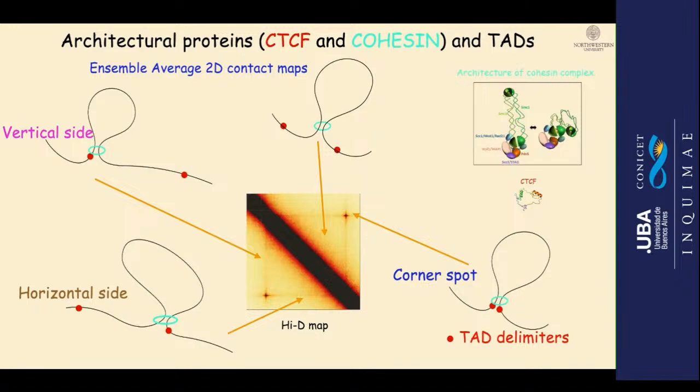When extrusion is halted by both convergent CTCF stoppers, it stabilizes a loop, and in the 2D contact map, this creates a characteristic corner spot of a TAD.